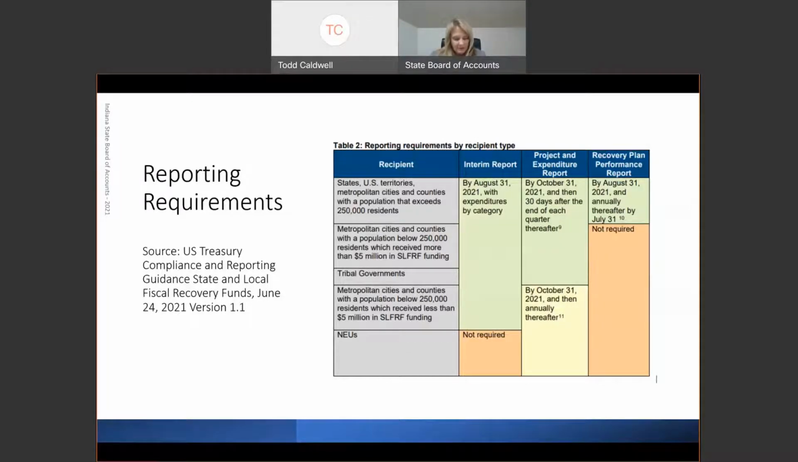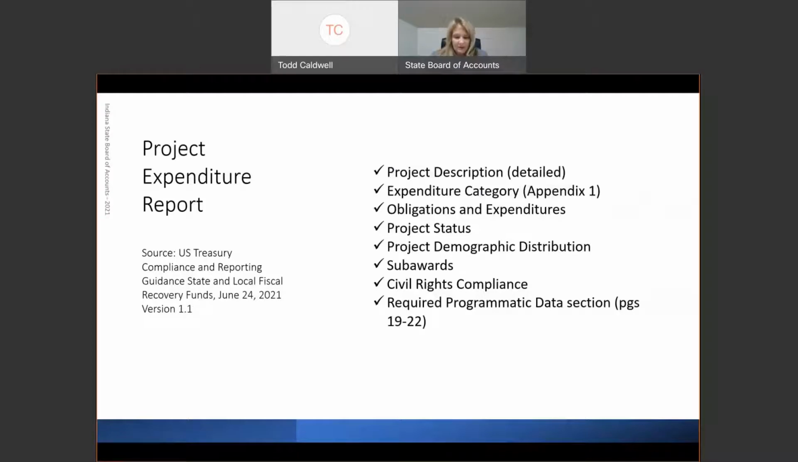The project and expenditure report, again, is due October 31st. So I wanted to give you a brief idea of what to expect with that report. Make sure that you do watch the U.S. Treasury videos on this and look through the guide. When filling out this report, you need to think in terms of projects, because you're going to be asked to describe your projects in the report in, I think it's a 50 to 250 word description. So for yours, maybe one of your projects might be setting up a COVID testing site.